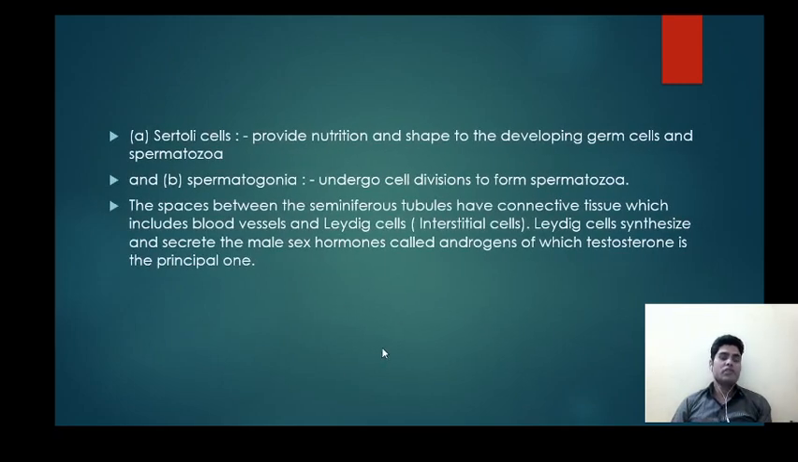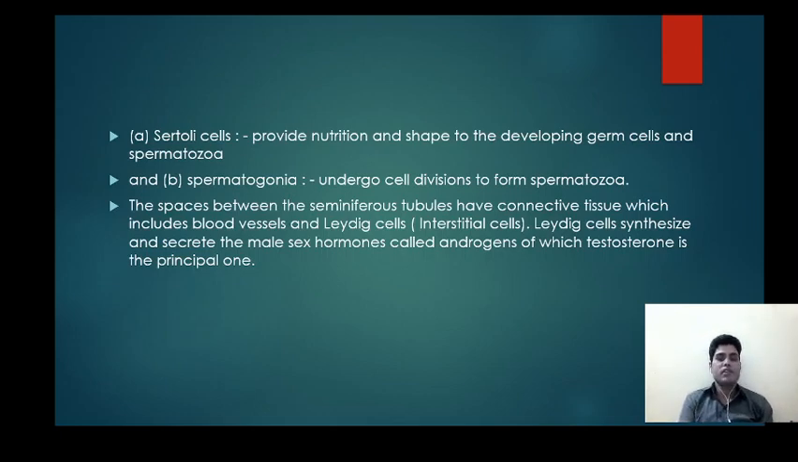We will study about these structures in the later coming slides. First is the Sertoli cell. It provides nutrition and shape to the developing germ cells and spermatozoa. And the spermatogonia undergoes cell division to form spermatozoa. Now there is a space which lies between two seminiferous tubules, and this space has a connective tissue which includes blood vessels and Leydig cells, and these Leydig cells are also known as the interstitial cells.